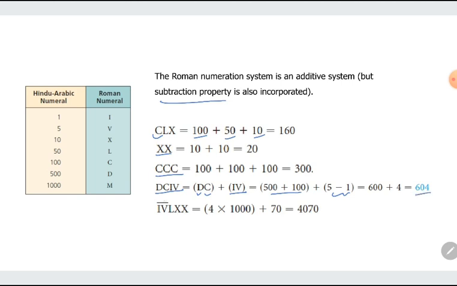You can also use bars, or they also use bars. So when you see a bar above the numeral, that means that you have to multiply that by 1000. So since IV is our numeral for 4, and there's a bar above that, you have to multiply that by 1000. L, that's 50, and then you have 2 X's, 20. So you have 70. In total, this set of numerals means 4070.